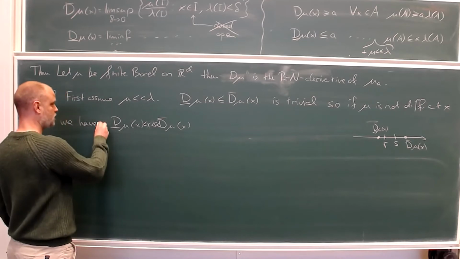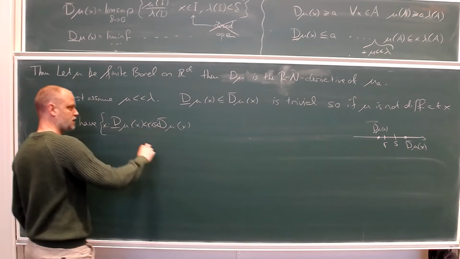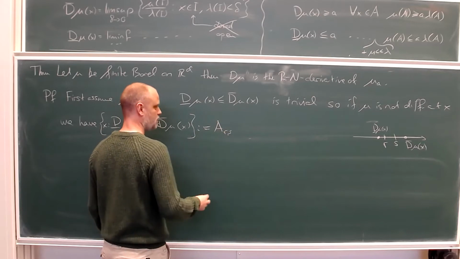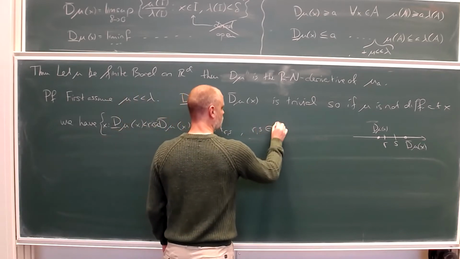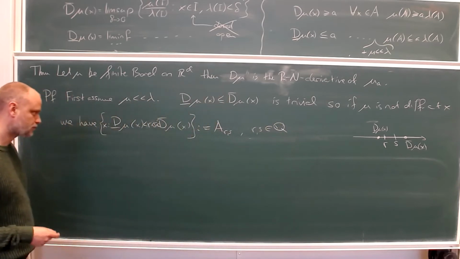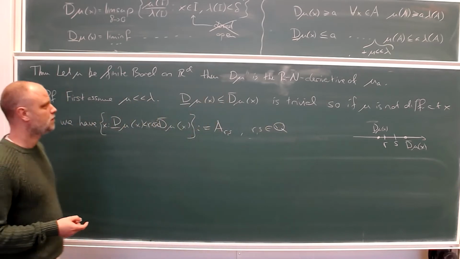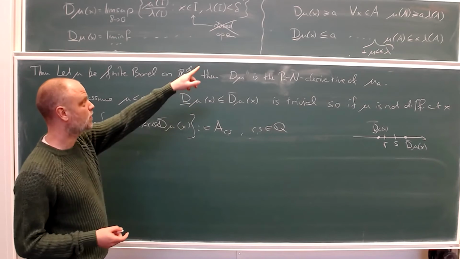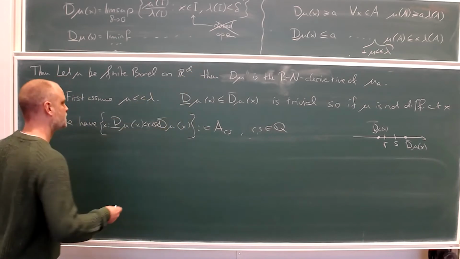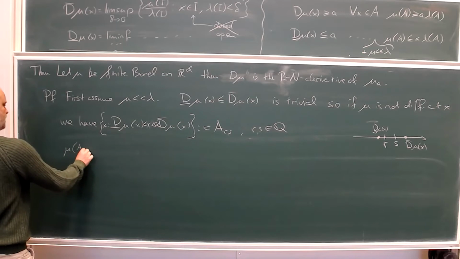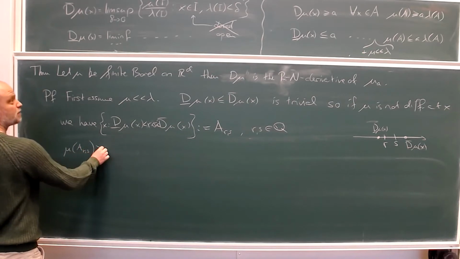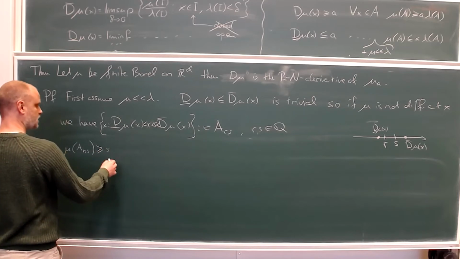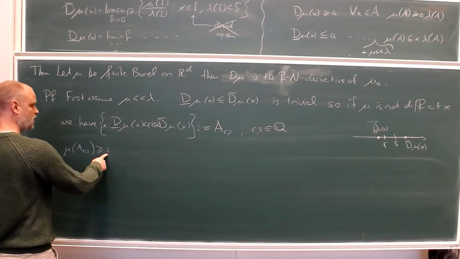So, okay, let's take x such that this is true. I'm going to define that as A_R,S, where R and S are rational numbers. Okay, so what does this inequality tell me? If I go up there and look, I get that mu of A_R,S is bigger than, or equal to actually, S. Well, we can easily make it strict, but we don't need that.